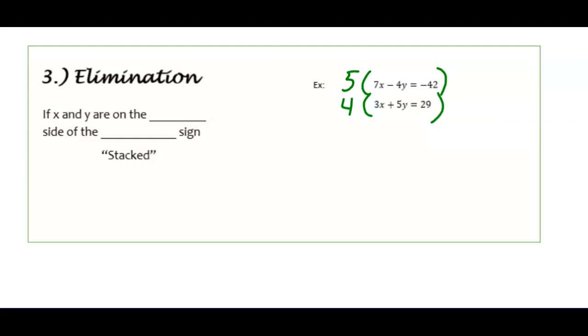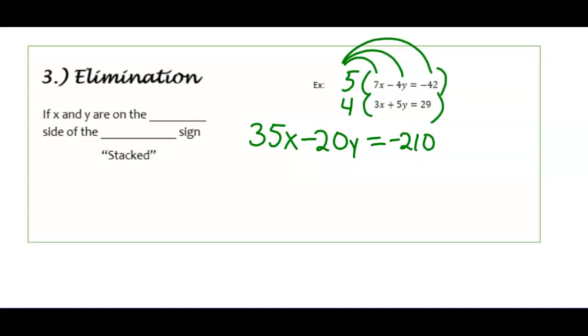What are you going to get when you distribute this? So we're going to rewrite this whole equation. So we're going to have 35x minus 20y, right? Don't forget to multiply the last term. What is 5 times -42? -210. Okay. 4 times 3? 12. 4 times 5? Positive 20. You want that. You want these to be opposite of each other. And then 4 times 29? 160.